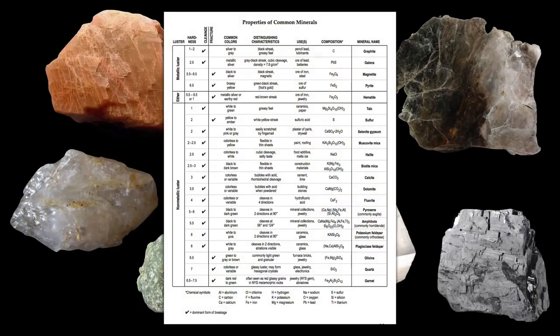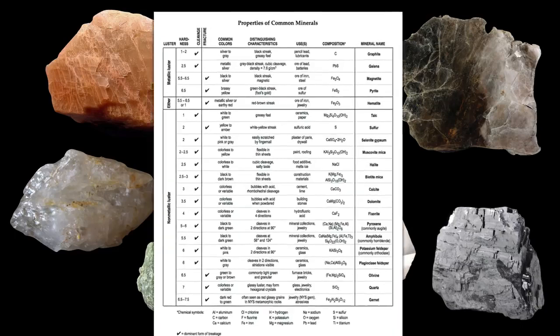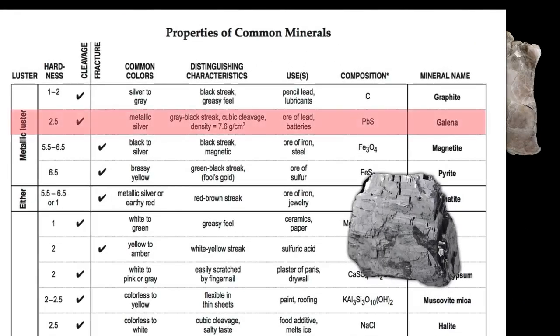So, let's take a look at the New York State Earth Science Reference Tables. This is the Properties of Common Minerals chart. And let's see how it works. It's very simple. Here's the column for this mineral, galena. And you can see from left to right, it tells us it has a metallic luster. It's very soft with a hardness of only 2.5.